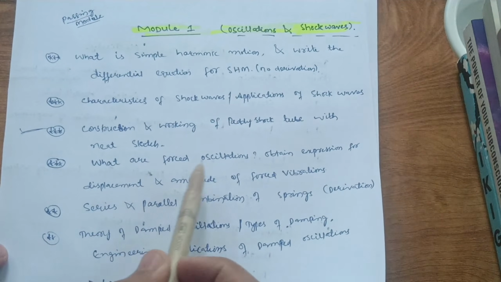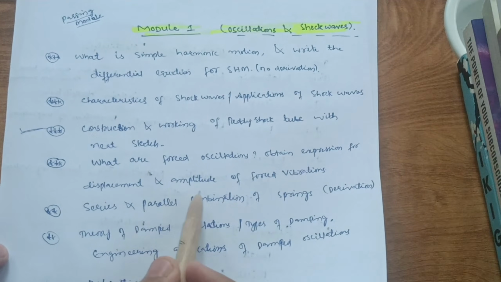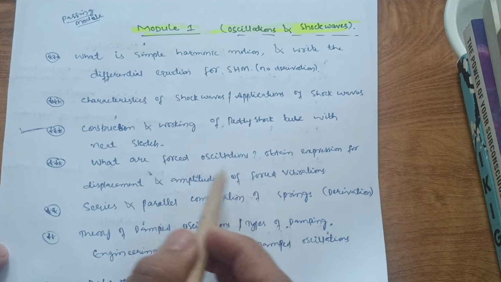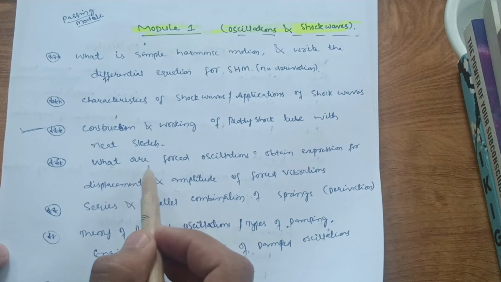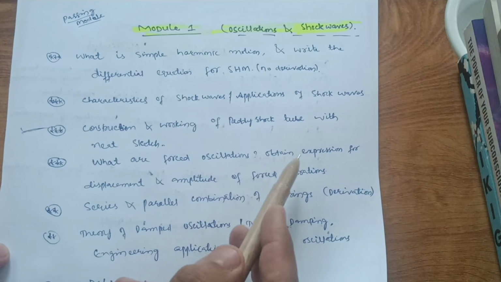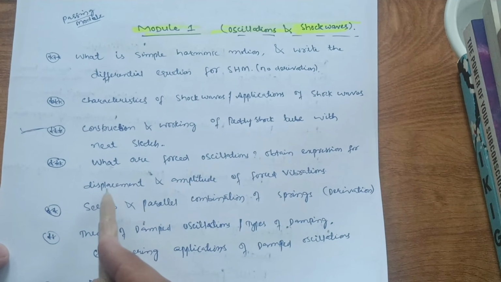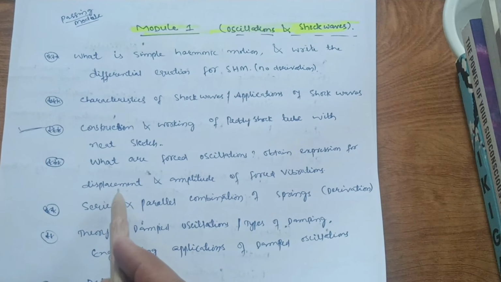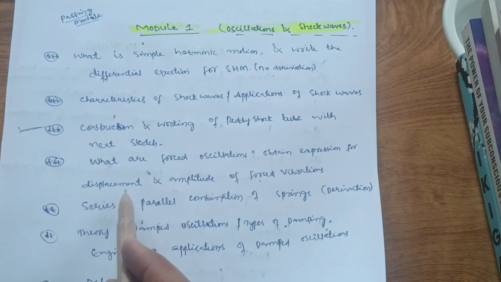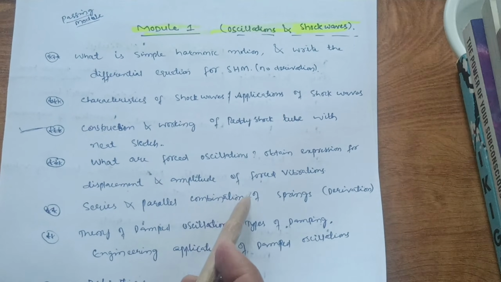Next one is, what are forced oscillations? Obtain expression for displacement and amplitude of the forced vibrations. Sometimes they will ask what are forced oscillations. Mostly they will ask to obtain the expression for the amplitude of forced vibrations. The chances are very low for the expression for displacement, but you just focus on both parts, that is displacement and amplitude of forced vibrations.